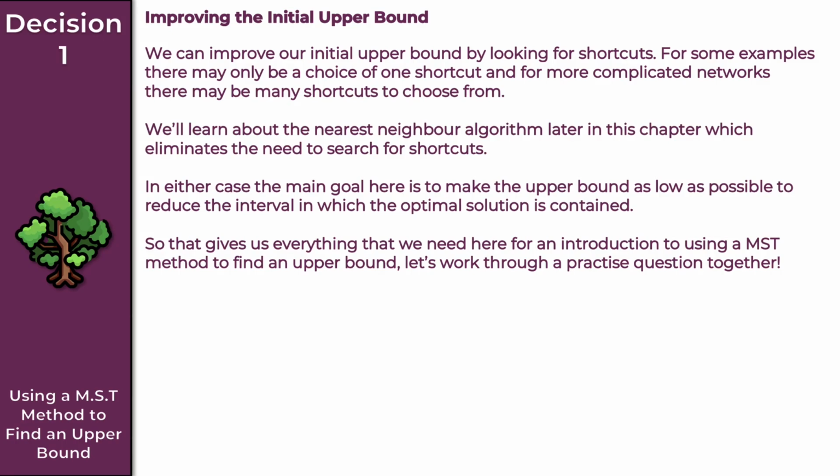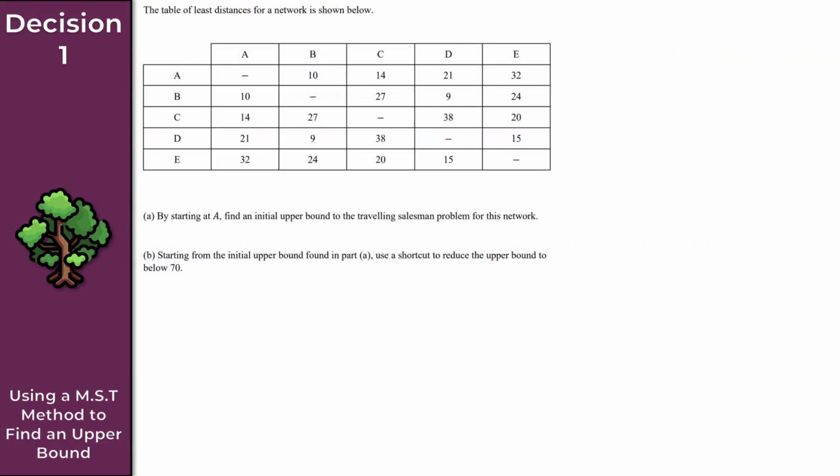To finish with, as always, let's work through a practice question together. Let's get started with this practice question. For this question, we have a table, and this table shows the least distances for a network. For the first part of this question, part A, it says: by starting at the vertex A, find an initial upper bound to the traveling salesman problem for this network.